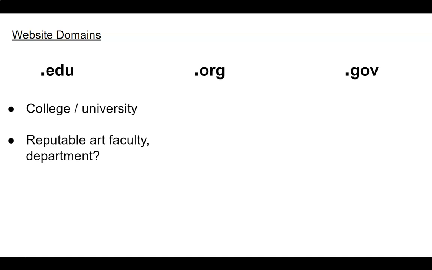.edus, of course, refer to colleges and universities. As institutions of higher learning, they generally have a reputation for scholastic excellence, some more than others. But there are some colleges and universities whose art faculty and departments are well known and highly respected either regionally or nationally or internationally.